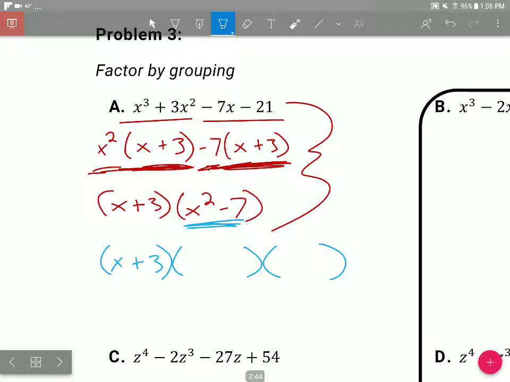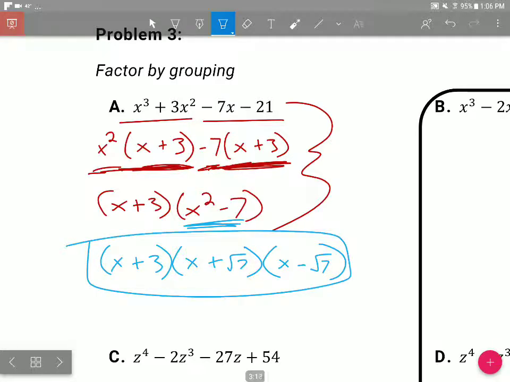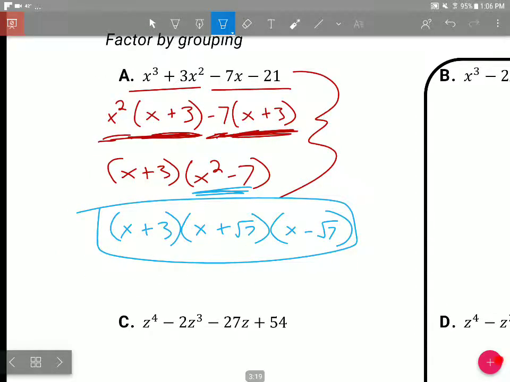Now, question. If it was an x squared minus 9, what would I put on the right side over here? 3. Because the square root of 9 is 3. Do you know what the square root of 7 is? Is it an even number? No. So here's what I'm going to do. I'm going to say x plus the square root of 7 and x minus the square root of 7. And that's okay. That is factored completely.